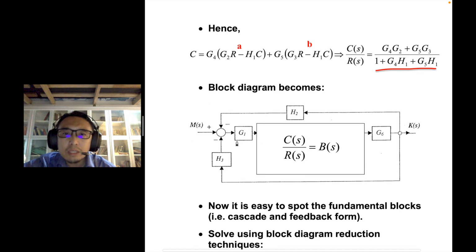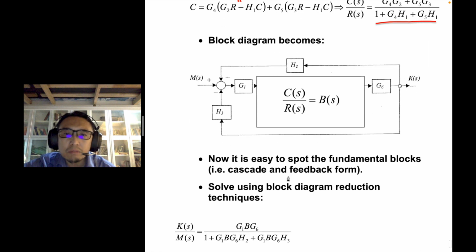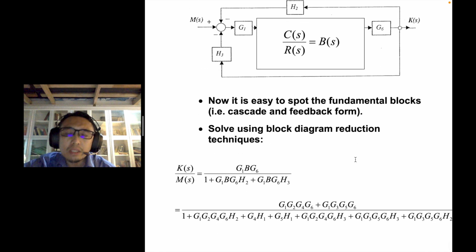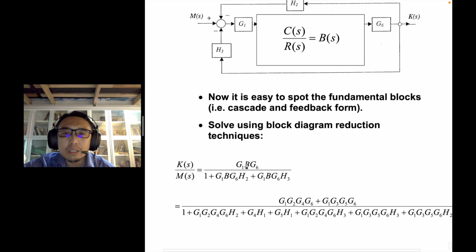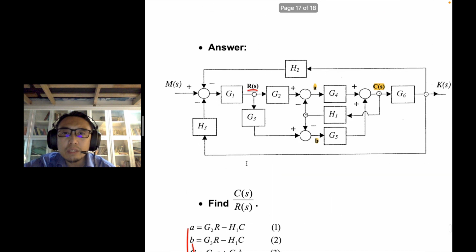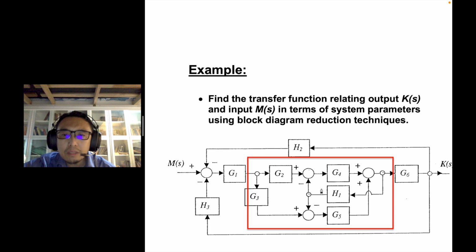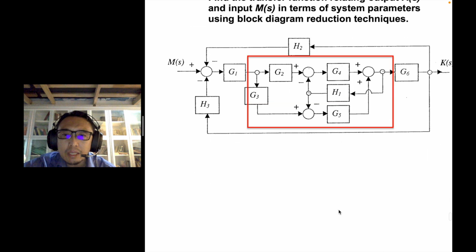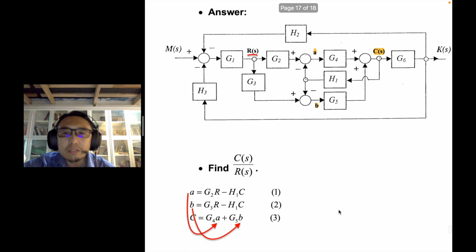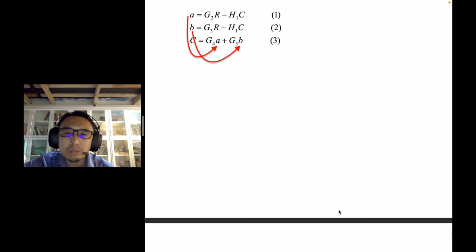So now you can see you have a cascade form, you have a feedback form, two feedback forms. So you can easily spot the fundamental blocks, and solve using the block diagram reduction technique. So now you can just do it easily, because you have solved the complicated inner part of this. You can try to solve by moving the block past the pickoff point or past the summing junction. You can move it around. You can try, but you will find it's kind of difficult to do that in this kind of situation. But it's up to you. There are so many ways to do that.